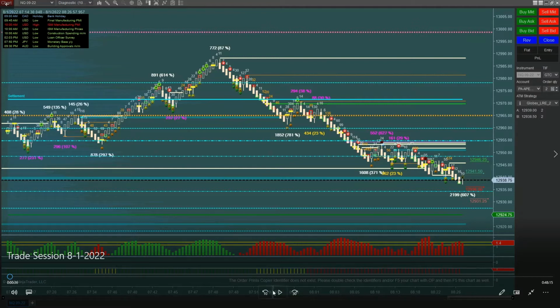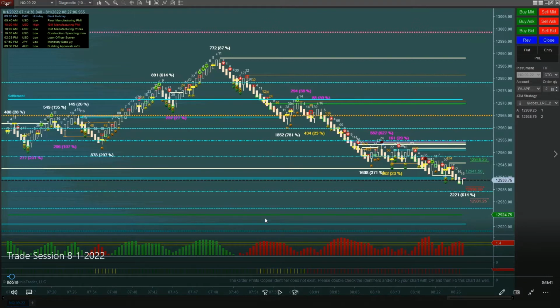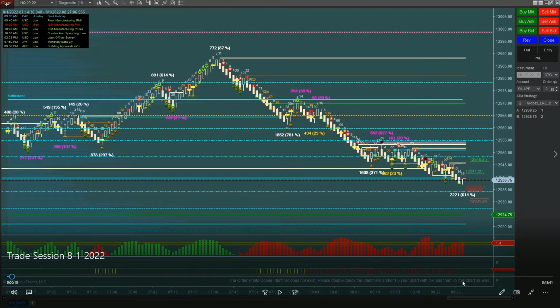Now, I want to note here. Okay, this trade that I do here, I start off, as I mentioned always, by analyzing the market, seeing what's going on. I want to point this out. I'm going to pause here. You see this down here? These words. It kind of shades it out, but it says the order prints copier identifier does not exist. Please double check the identifiers and/or F5 your chart with OP and then F5 this chart as well.